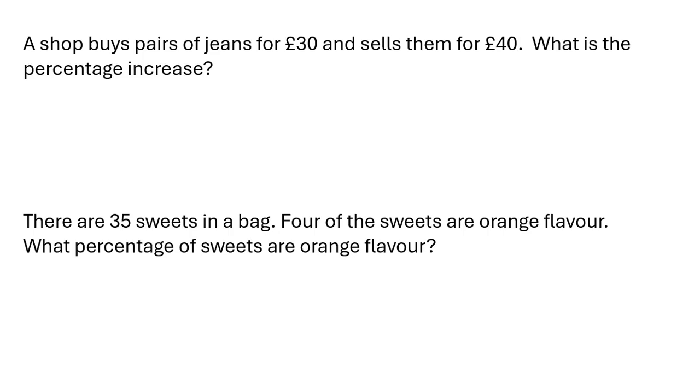So first one, a shop buys a pair of jeans for £30, sells them for £40. What is the percentage increase? Again, we need those two bits of information. So the first thing we need to know is what the change is. Well, to do the change, we take 40 and we take away the 30, and we know the price has changed by £10. What we then want to do is figure out what our original price is. So in this case, for the scenario, look at what we started with. The original price is £30.